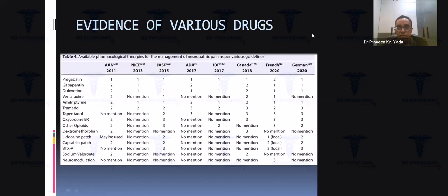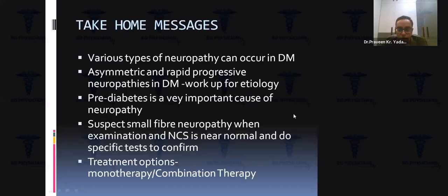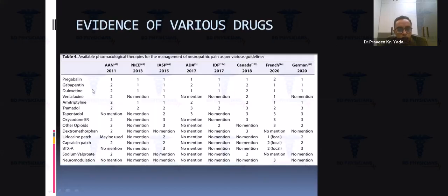This is the various evidence in the guidelines regarding the management of neuropathy. And you can see here, in most of the groups, that is AAN, NICE, ADA, IDF, Canada, and all those, pregabalin and gabapentin are recommended as 1 and 2, so it changes in the various guidelines. Duloxetine is again 1 in a few of the guidelines, 2 in a few of the guidelines. So there is nothing much to choose. Amitriptyline, venlafaxine, duloxetine, gabapentin, and pregabalin have all been recommended in the guidelines, either as 1 or 2.